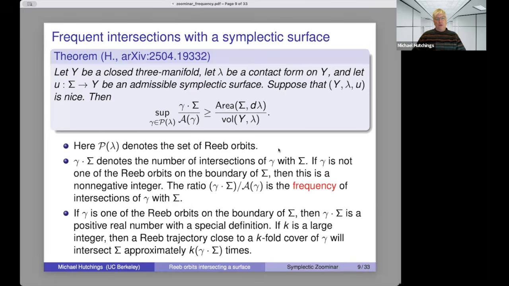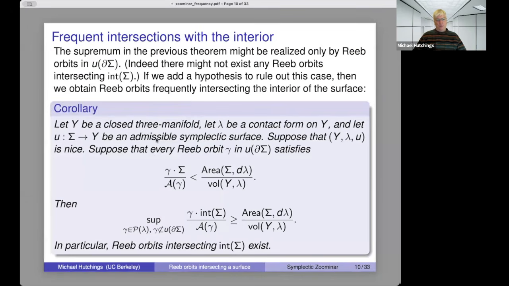All right. Now, in this supremum here, it could be that we're only seeing Reeb orbits on the boundary of the surface, which is a little less interesting. In fact, it could be the case, and we'll see an example shortly, that there are no Reeb orbits at all intersecting the interior of sigma. And so this is only talking about the boundary orbits. And if I want to see Reeb orbits that intersect the interior of the surface, then I need to add a hypothesis so that I'm not seeing the boundary Reeb orbits here. So I can do that here.